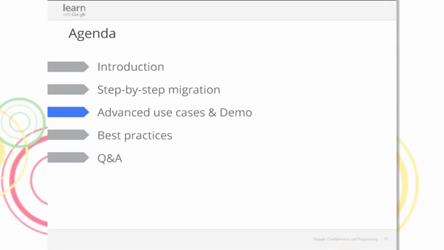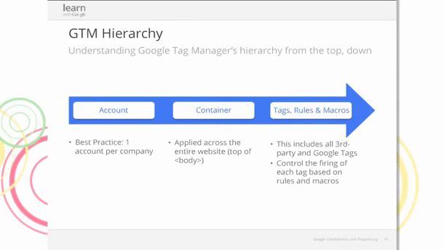Okay, so now that we understand the step-by-step migration, let's get a little deeper with advanced use cases and, of course, the demo. On this slide, I wanted to give you a high-level understanding of how Google Tag Manager is structured from top to bottom. First, at the topmost level is the account. As mentioned earlier, it's recommended to have one account per company. In this example, we've used the large airline company.